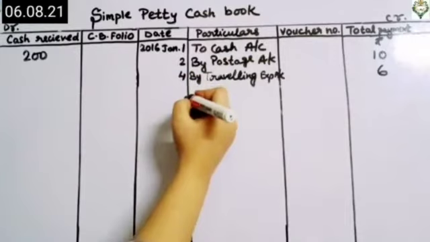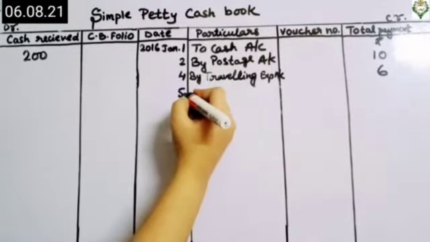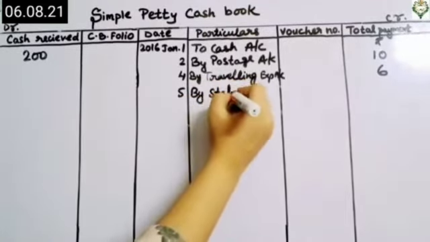Then the next transaction was done on 5th January. So we will write here 5, and it was purchase of stationery for office use. So we will record it as by stationery account.